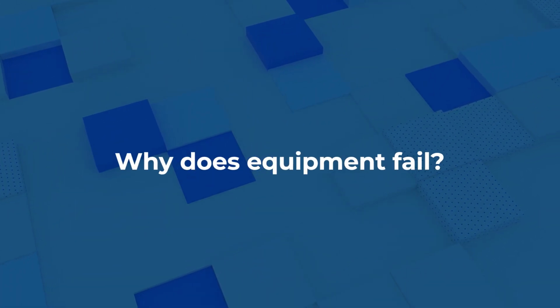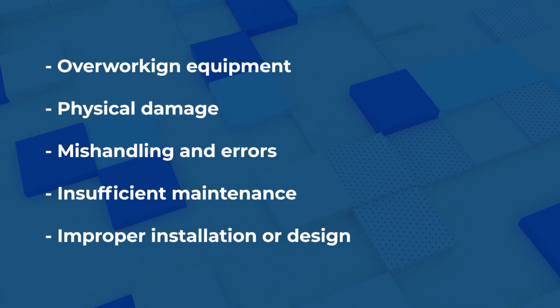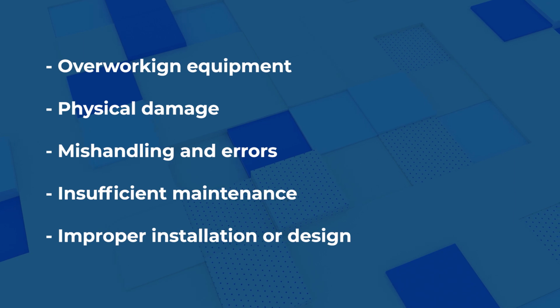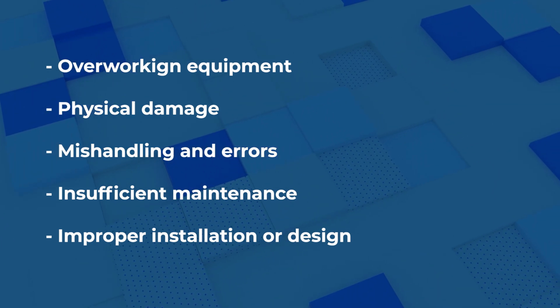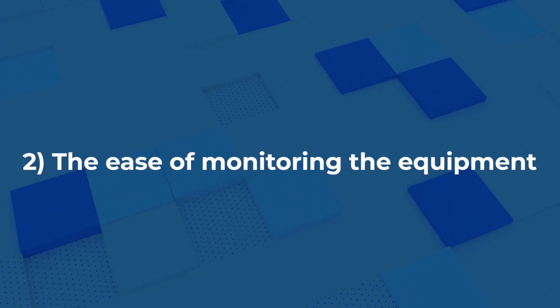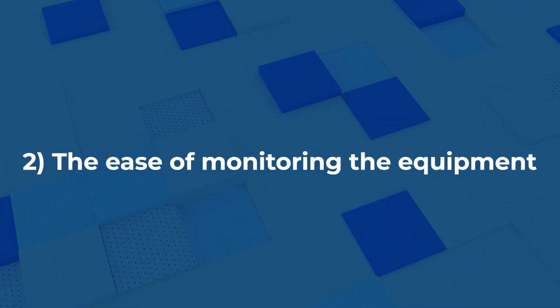But why does equipment fail in the first place? Overworking equipment, physical damages, mishandling and errors, insufficient maintenance, and improper installation or design are some of the most common reasons. Secondly, the ease of monitoring the equipment.